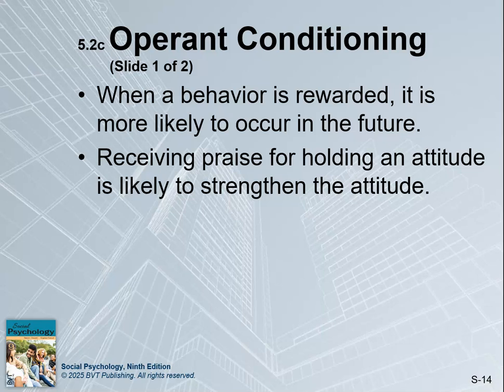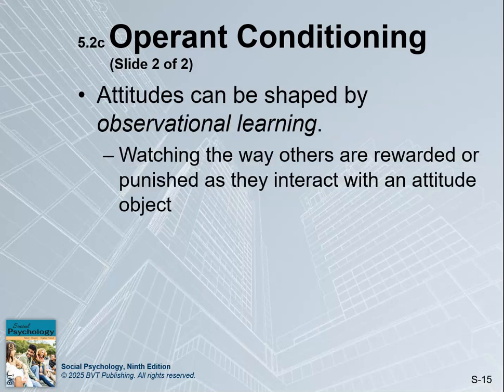On the next slide, we're going to be talking about operant conditioning. That's when our behavior is rewarded, it is more likely to occur in the future. So receiving praise for holding an attitude is likely to strengthen the attitude. Moving forward, operant conditioning, slide number 2, says our attitudes can be shaped by observational learning, watching the way others are rewarded or punished as they interact with an attitude object.